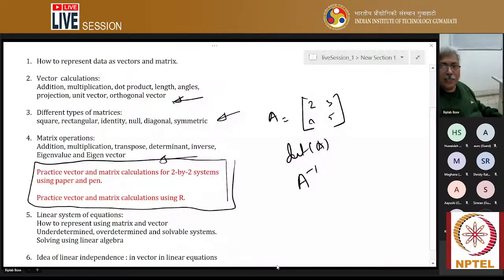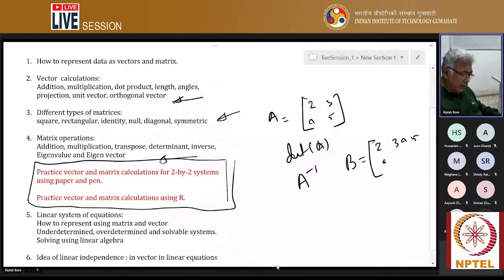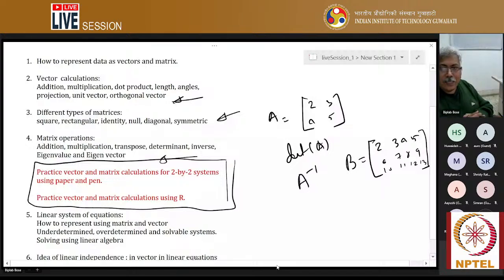You can do that. Then create an arbitrarily large matrix. Suppose, for example, 2, 3, 4, 5, 6, 7, 8, 9, 10, 11, 12, 13. Now you cannot do it by paper and pen, right? So use R. I have shown how to do that in the third week also. So in this way, practice both of them, right?